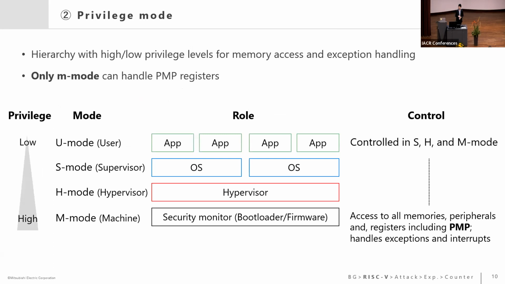And the privilege mode, or vertical separation, defines the access permission regarding memory access and exception handling. RISC-V has 4 modes, namely U, S, H, and M modes. The significant point here is that only M mode can handle PMP registers. So M mode has the highest privilege and U mode has the lowest privilege, and U mode is controlled by all other modes.